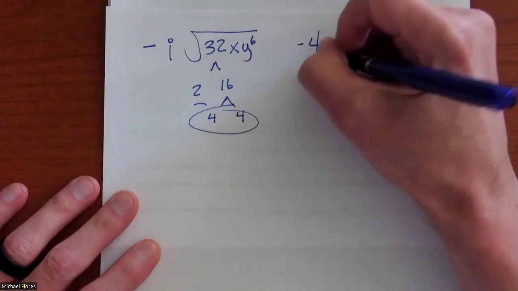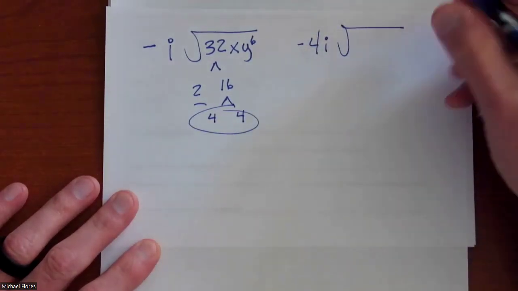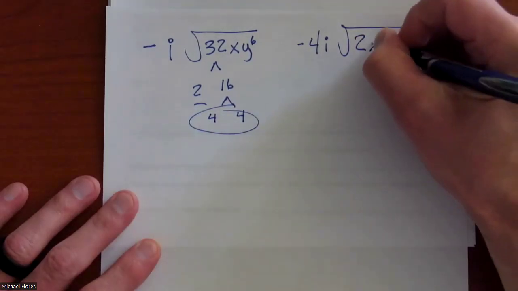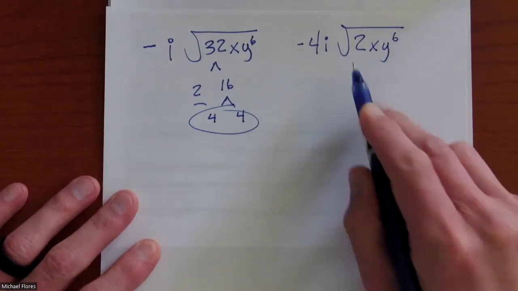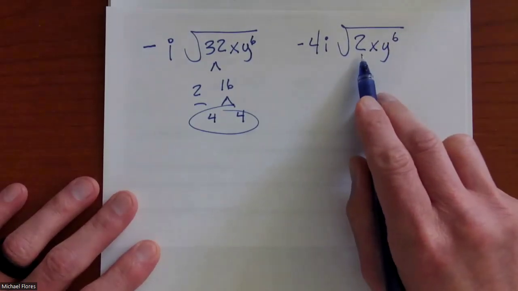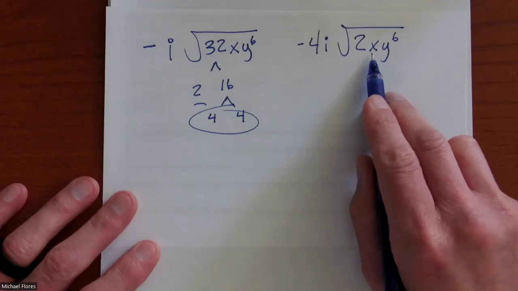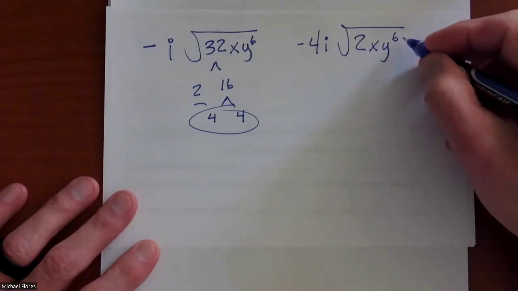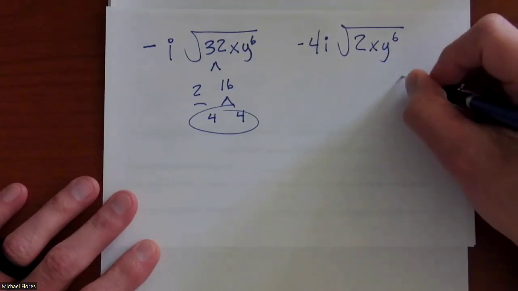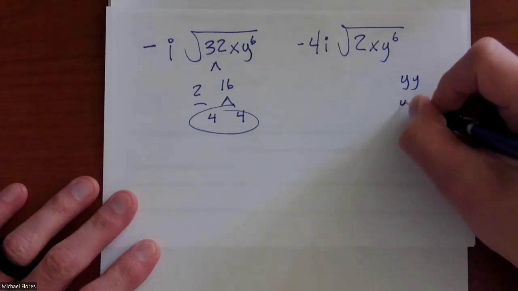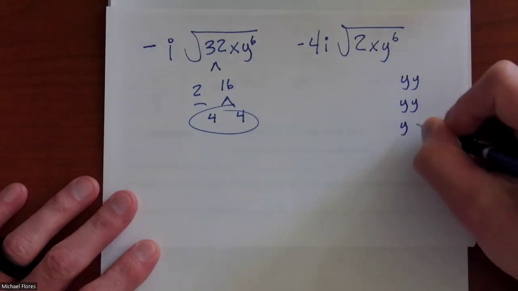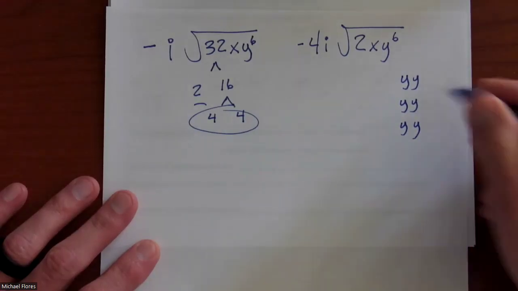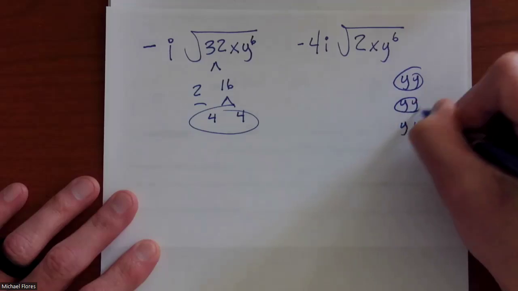We have negative 4i square root 2, the 2 left over, x, y to the 6th. Well, the square root of 2 will not reduce anymore. The square root of x will not reduce anymore. But the square root of y to the 6th power will. Watch this. y to the 6th power is the same thing as y times y times y times y times y times y. And we're looking for pairs, aren't we? There's a pair. There's a pair. There's a pair.